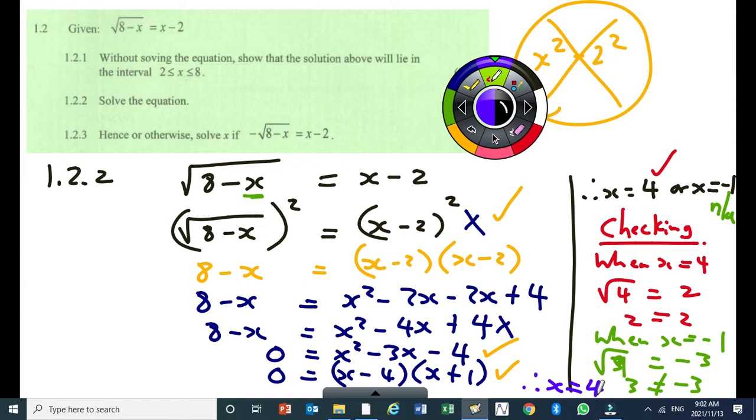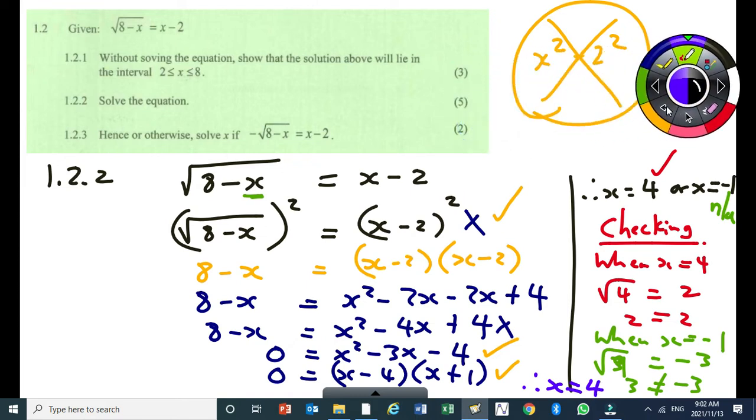Okay? Please be aware that a question like this, we have lots of marks. In most cases, minimum 5. Okay? If it's a little bit more complex, then you end up getting maybe 6 marks. But generally, it's 5 marks.